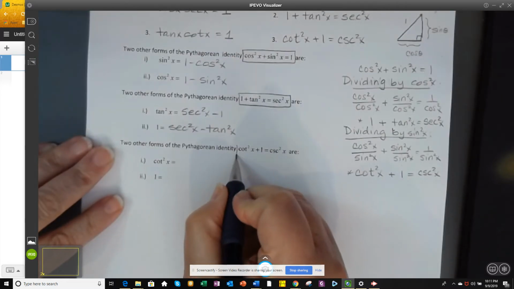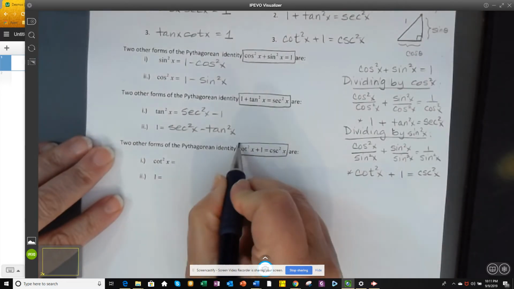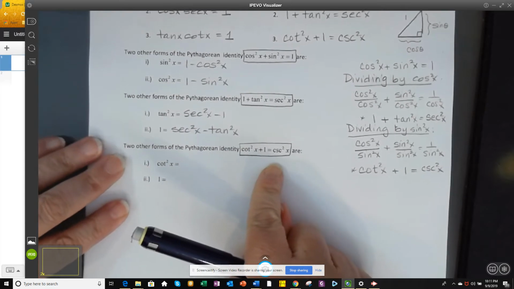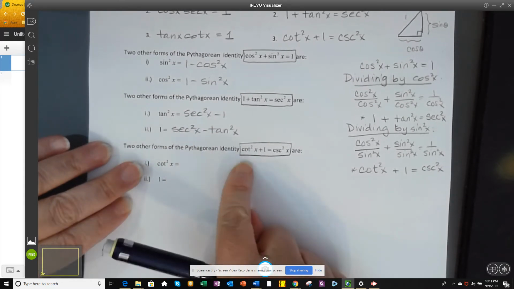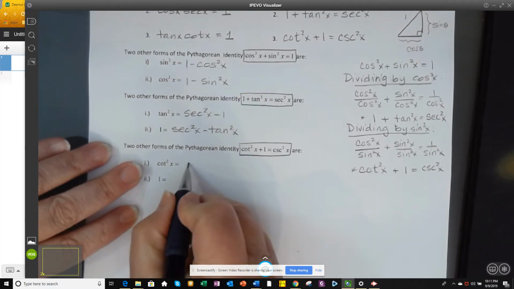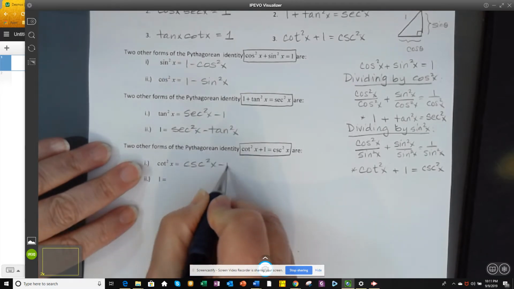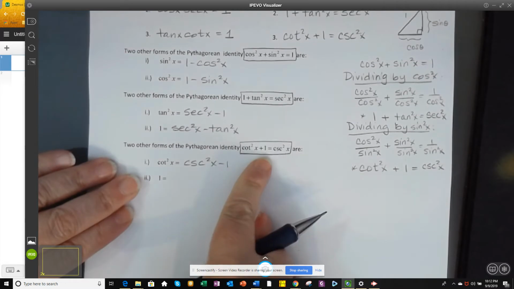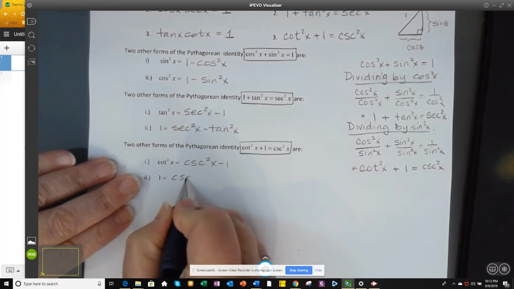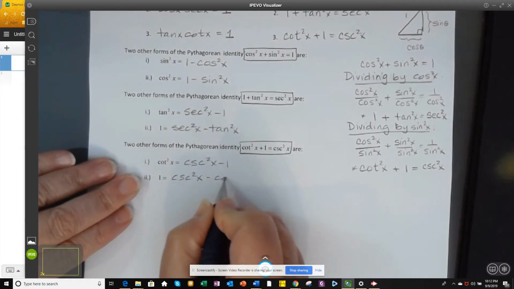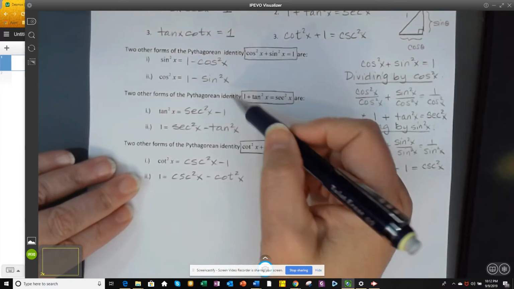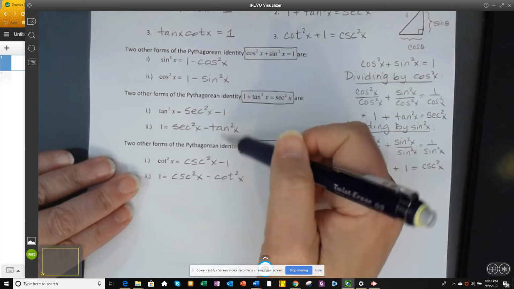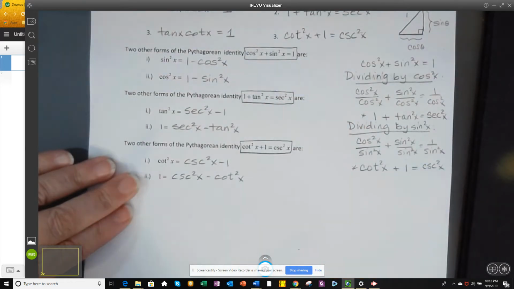All right, what about cotangent squared x plus 1 equals cosecant squared x? Well, cotangent squared x, if I were to solve this equation for this, would be nothing more than cosecant squared x minus 1. And if I were to solve this equation for 1, we would get cosecant squared x minus cotangent squared x, and we'd also get 1. All of these are factorable because they're the difference of perfect squares, which is really kind of neat.